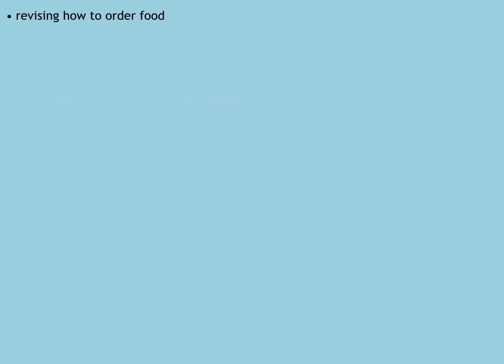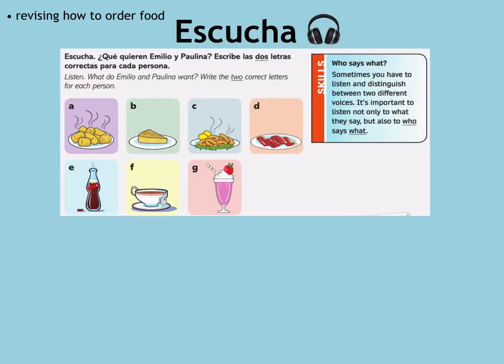Okay, next thing. My favourite bit, revising how to order food. Okay, vamos a escuchar. We're going to do some listening. Okay, so escucha. ¿Qué quieren Emilio y Paulina? Escribe las dos letras correctas para cada persona. So you need to listen. What do Emilio and Paulina want? You need to write the 2 correct letters for each person.